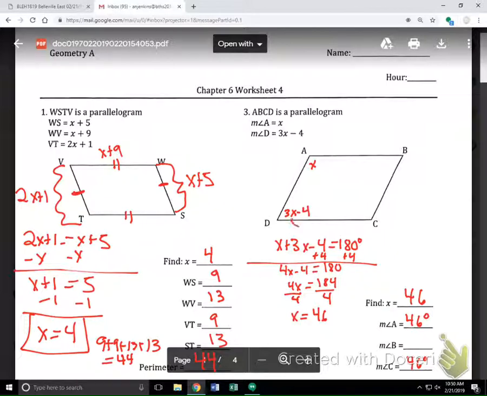So right here, we see that 3x minus 4 is 3 times my x value of 46 minus 4. What's 3 times 46? 138 minus 4? 134. So B is 134. And you can verify this by adding 134 and 46, and you'll see it's 180. We have the measure of angle D equals 134.